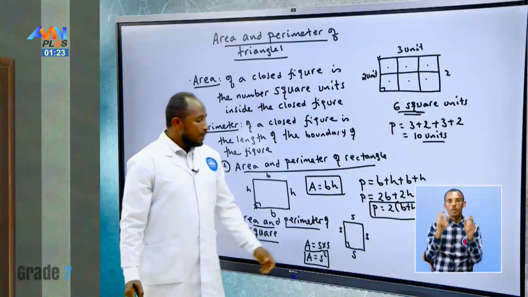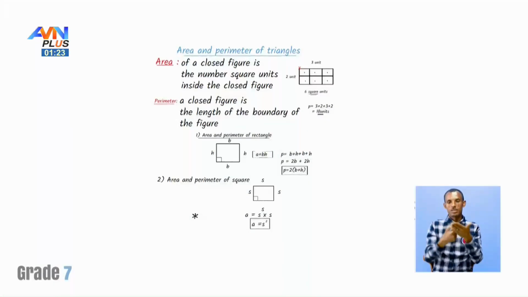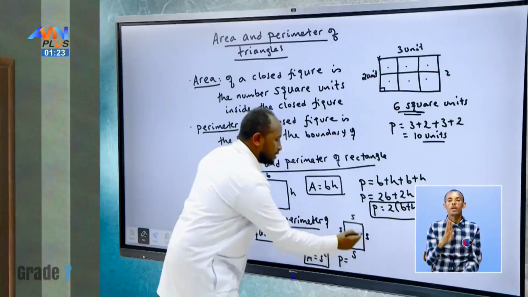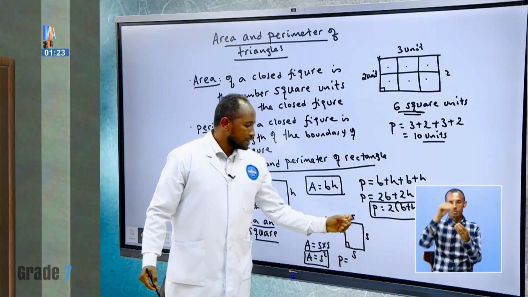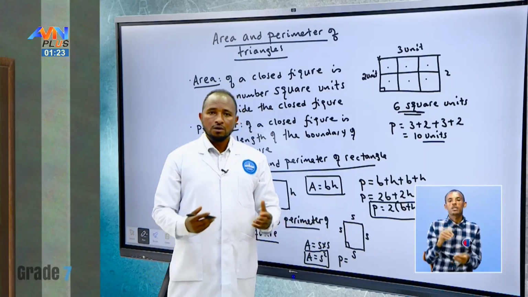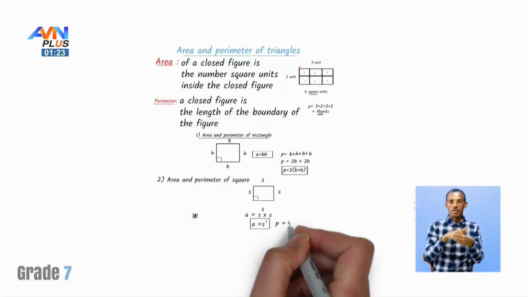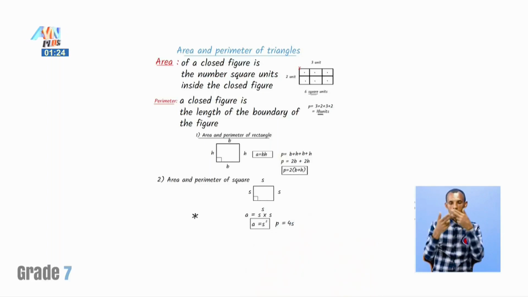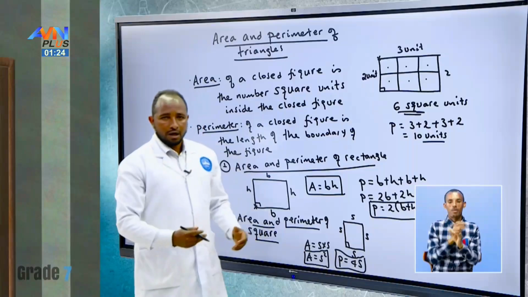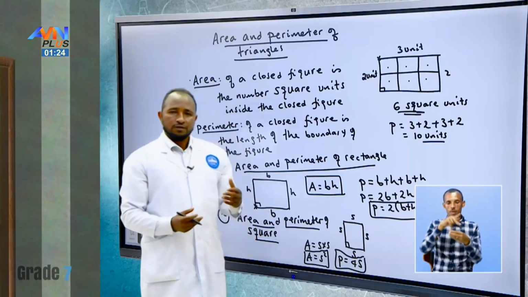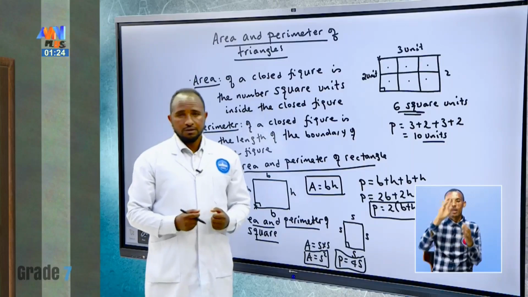Okay. How about the perimeter? The perimeter of this square is simply the sum of all its sides. So here, S plus S plus S plus S gives you 4S. Therefore, the perimeter is 4 times S. So this is how you calculate area and perimeter of a square and rectangle. Now, I'll give you an example for this concept.